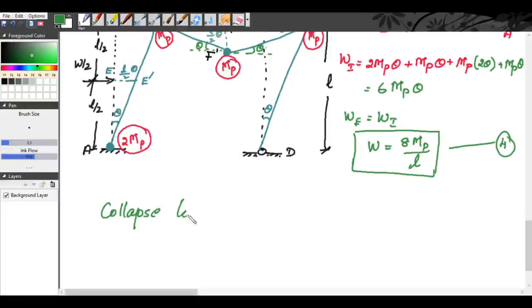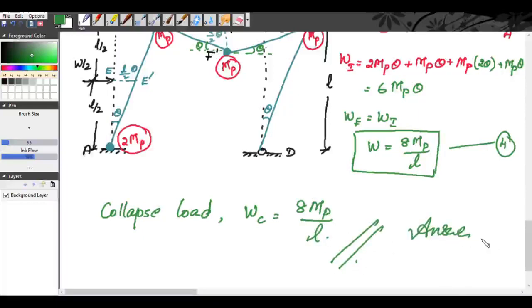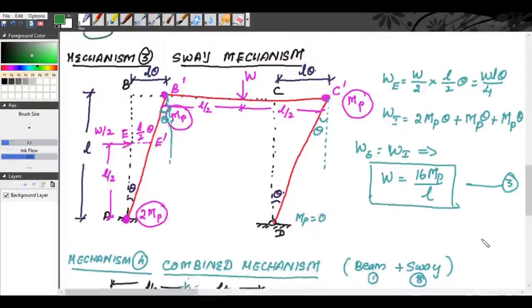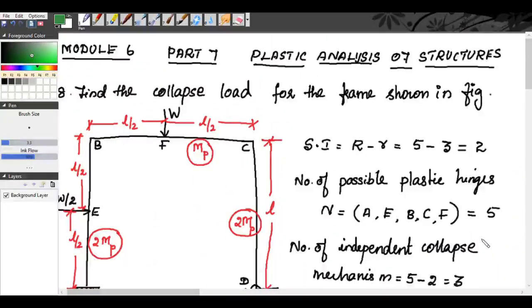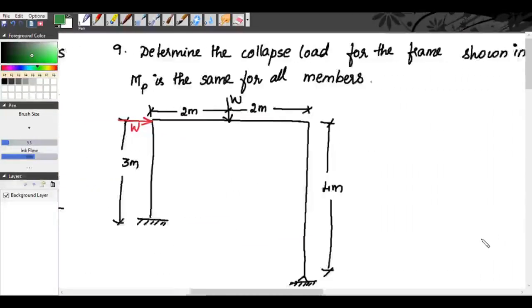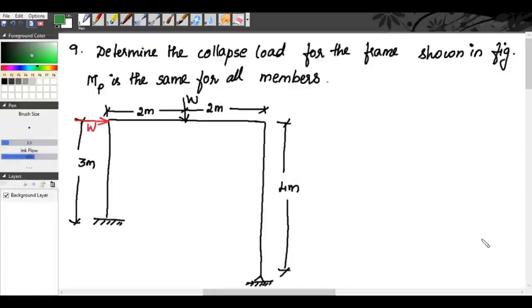So the collapse load for the given frame, Wc, is equal to 8 Mp by L. So this is our answer. Okay, we will try to solve one more problem. If you understand these things, it is very simple. I will tell you how to solve the problem. I think you can do this as homework.